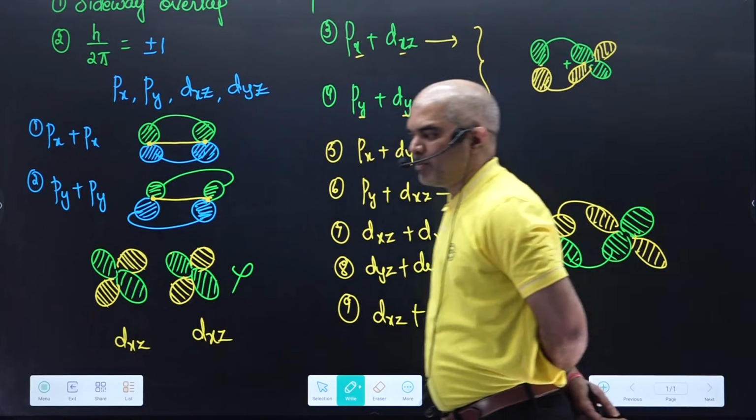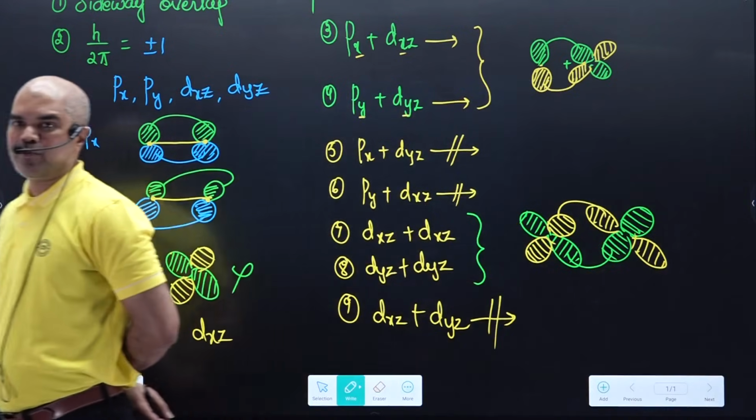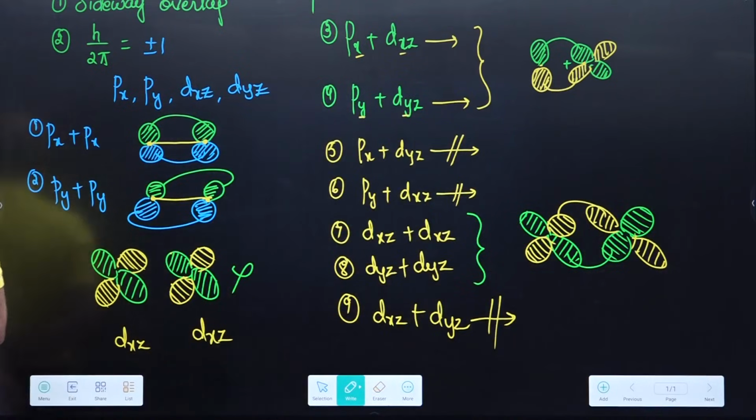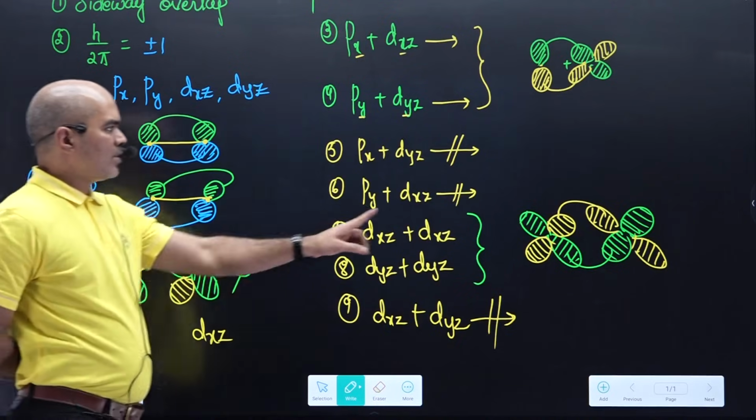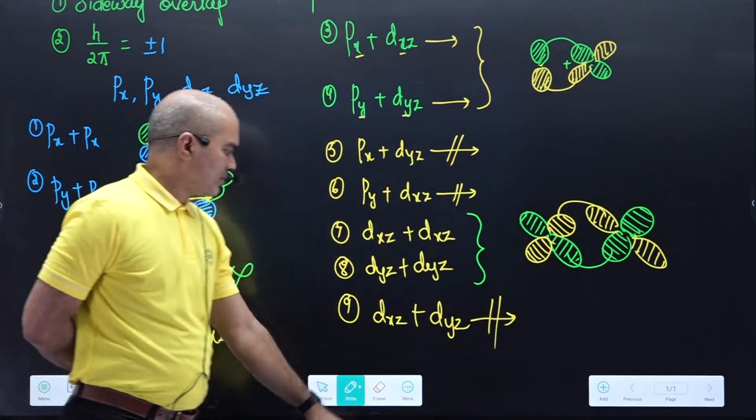In chemical bonding, you might have heard about the word linear combination of atomic orbitals, LCAO method. But at higher level, we use the word symmetry allowed linear combinations. Symmetry has to allow. If it is in this way, symmetry doesn't allow. But if it is in this way, symmetry will allow. Completed?